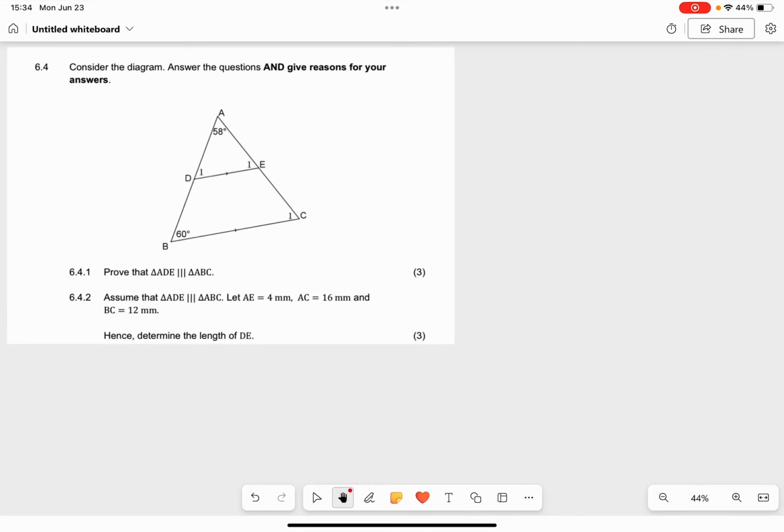Okay, guys, I am back again with the next question, off of that other one. I'm just carrying on from the previous question. Consider the diagram and answer the questions. Oh, answer the questions and give reasons for your answers.